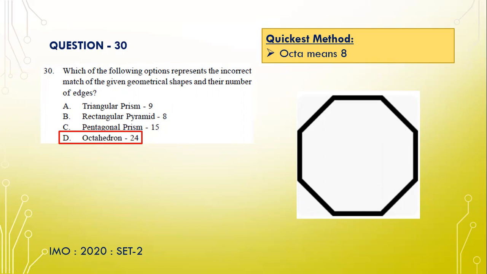Octahedron means 8. Octahedron looks like this. It doesn't have 24 edges. Octahedron has got just 8 edges. So option D is incorrect.